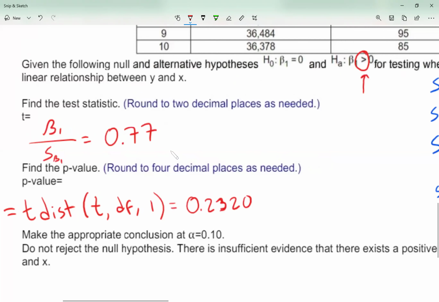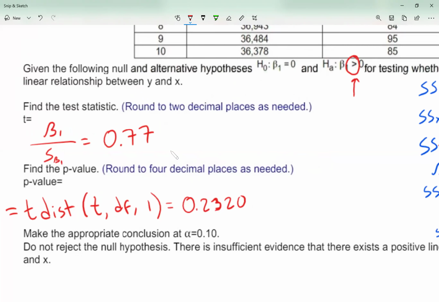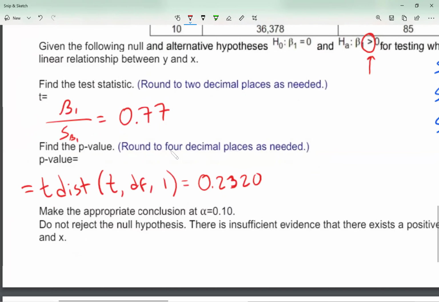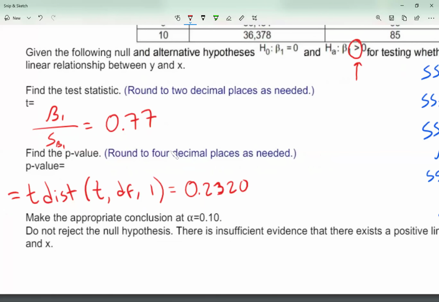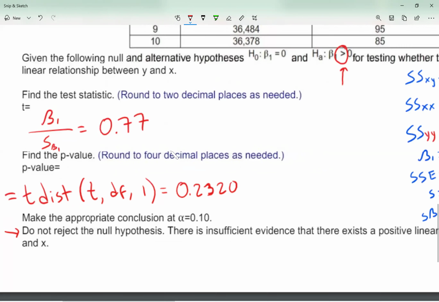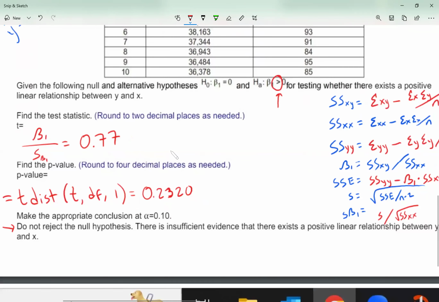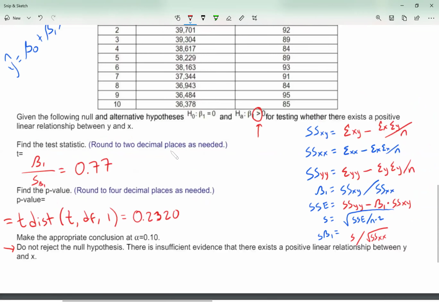Good. Found our test statistic and our p-value. Now make the appropriate conclusion that alpha is greater than 0. Now here, I actually answer this. I'm not going to ask you guys to come up with a conclusion. I see my alpha is smaller than my p-value. So that way I'm not going to reject the null hypothesis. Notice how I typed in for our notes, I typed in the conclusion.